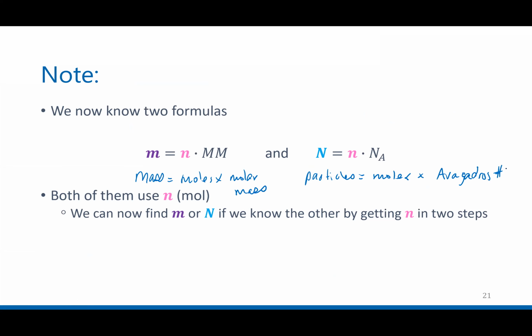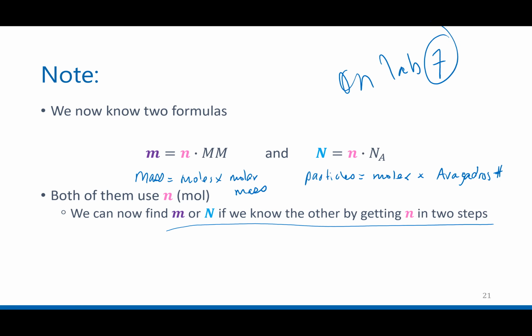Okay. But we can use them both because they both contain moles. So what do I mean? Well, imagine if I give you the mass and then ask you to find particles, or I give you particles and ask you to find mass. You will have to use both of the formulas in 2 steps, and I'll show you this, and this is on lab 7. You do have to look at this in lab 7. It's worth 3 marks of lab 7, so it's a really important part.